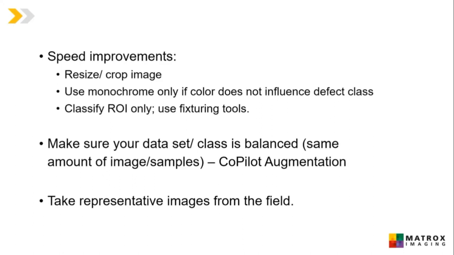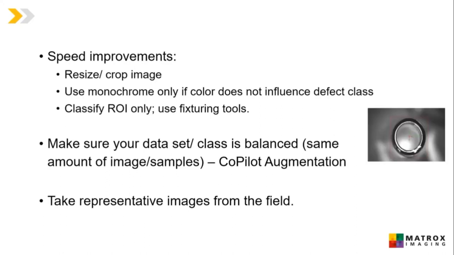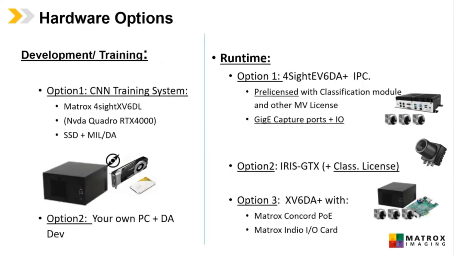And in addition to that, again, use Copilot for data augmentation, right? So add small variations to the images you have taken. And something we mentioned at the beginning, make sure that you take representative images, images that are representative of the parts from the field. Because a lot of times a lab environment is not necessarily the same as your environment in the production line. And we saw that with the bottle inspection.